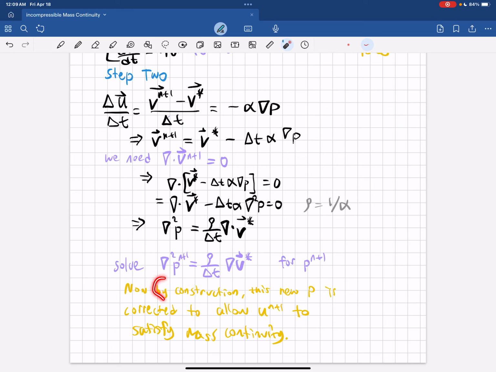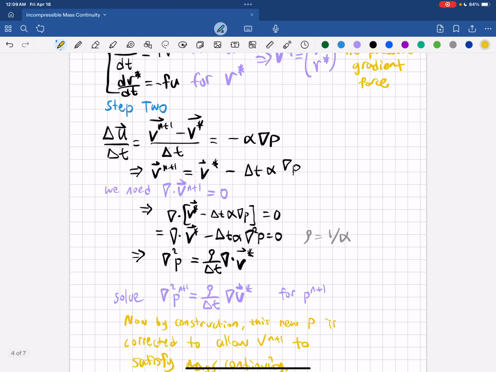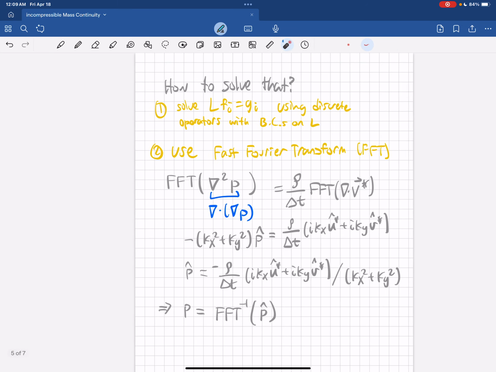So now, by construction, the new pressure is corrected to allow the final velocity u n plus 1 to satisfy the mass continuity equation. And by the way, this n plus 1 is basically equivalent to t plus delta t. So we start at a time t, and then t plus delta t would be the second time step, which we denote as n is the current time step, n plus 1 is the next time step, n plus 2 is the next time step. So great.